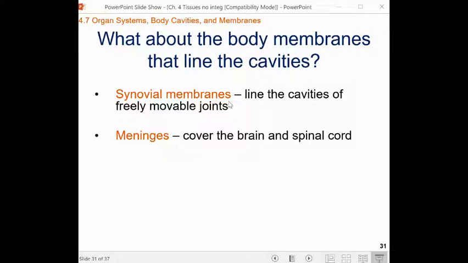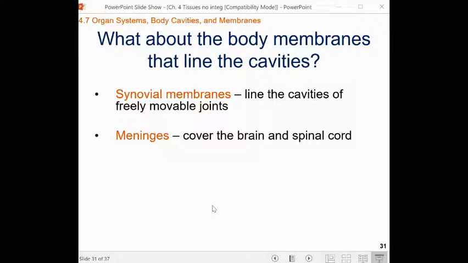You have synovial membranes that line the cavities of your freely movable joints. If you've ever known someone who got their knee really swollen and they had to have their knee drained, it's the synovial membrane that was filling up with fluid. And then you have the meninges, which we were just talking about in the brain and spinal cord.